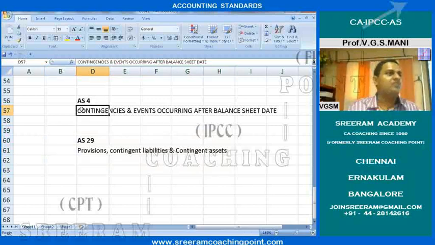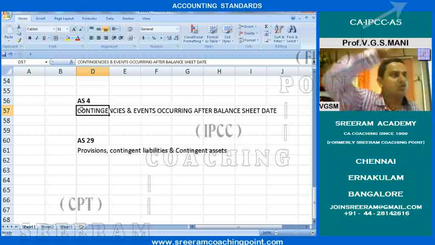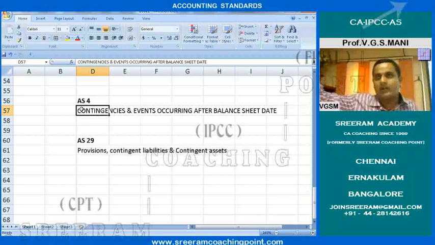Even though the title is AS4 contingencies and events occurring after balance sheet date, effectively AS4 deals only with events occurring after balance sheet date. That is the moral of the story. Clear? AS4 deals with only one item, events occurring after balance sheet date. Nothing to do with contingencies. Contingencies will be done separately in AS29.